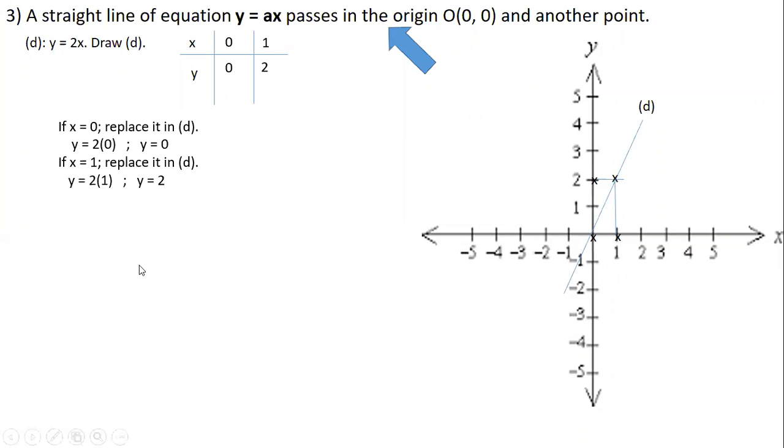Now, if I wanted to draw the line, I write: if x is equal to 0, then y is equal to 0. This is my first point. It is the origin. The second point, if x is 1, y is 2. So I locate on the abscissa 1 and on the ordinate 2. This is the second point. When we join these 2 points, we get our straight line D.